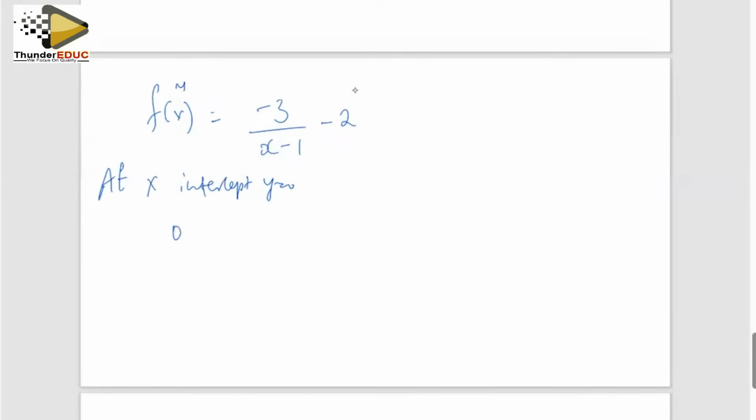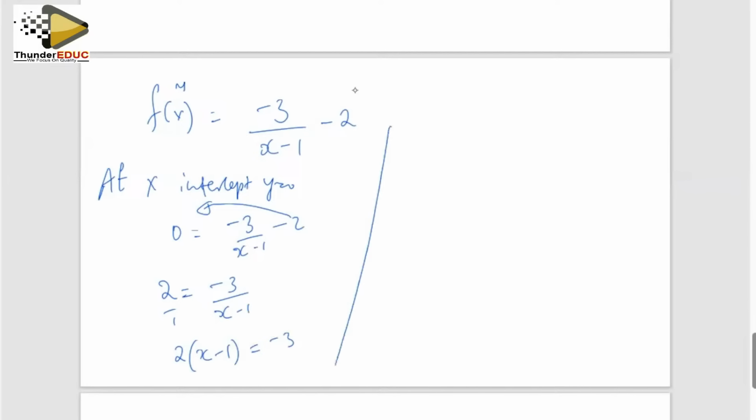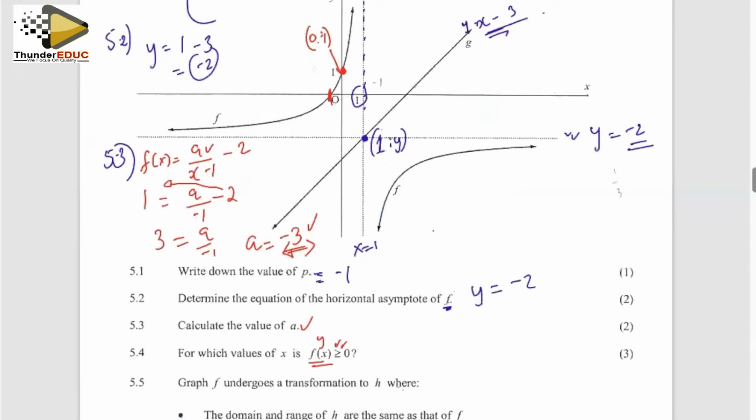So f of x is y. So 0 is equal to negative 3 over x minus 1, minus 2. We move this 2 to that side: 2 is equal to negative 3 over x minus 1. Make that a 1 and then cross multiply. 2 into x minus 1 should give us negative 3. Open that up: 2x minus 2 gives us negative 3, which means 2x, when I move this to that side, it's going to be a plus. Negative 3 plus 2 is going to be negative 1. Then x becomes negative a half. So the graph is cutting the x-axis at negative a half.